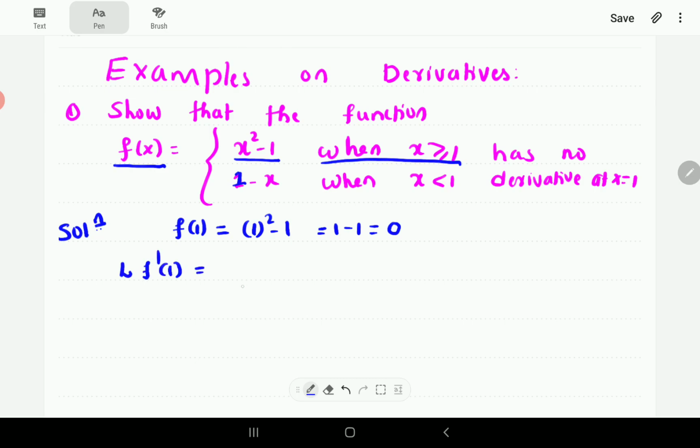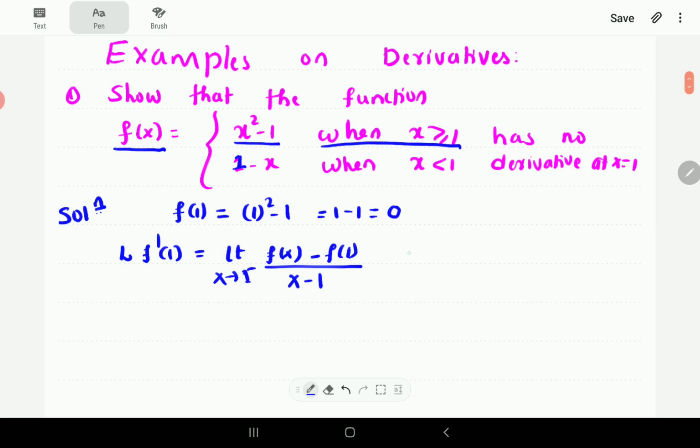Left hand derivative at a point. By the definition, it is the limit of f of x minus f at the point 1, divided by x minus 1, where x tends to 1 minus because it is the left hand derivative. So what is our f of x? Since x is less than 1, the function is 1 minus x. You can observe, for the left hand derivative I am taking 1 minus, so when x is less than 1 the function is 1 minus x. So I will take 1 minus x here, and our f of 1 we have already written, that is 0, divided by x minus 1.